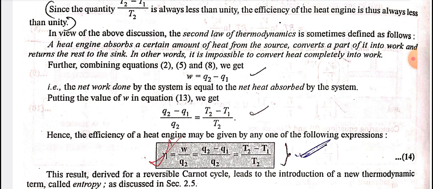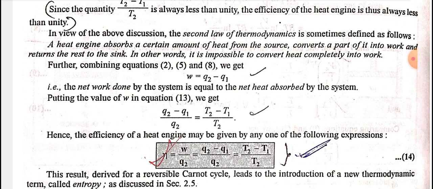In view of the above discussion, the second law of thermodynamics is sometimes defined as follows. A heat engine absorbs a certain amount of heat from the source, converts a part of it into work, and returns the rest to the sink. In other words, it is impossible to convert heat completely into work. Combining equations 2, 5 and 8, we get W = Q2 - Q1. That is, net work done by the system is equal to net heat absorbed by the system.